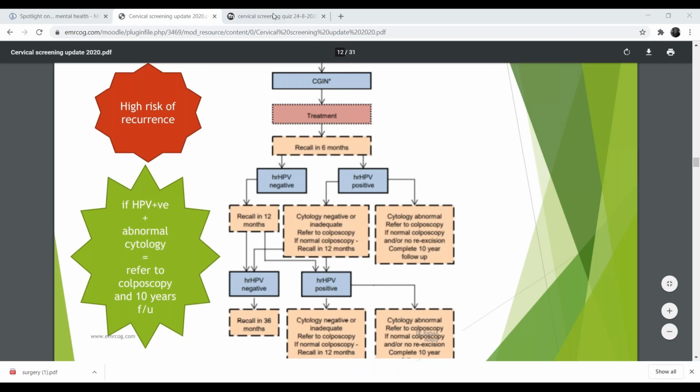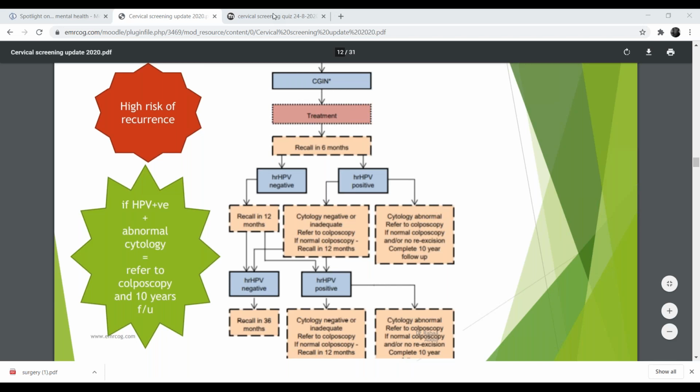In the answer, the patient has CGIN. She has been treated for the CGIN, and now she has been recalled in 6 months, and we have found that her result is negative. I know that in the case he said colposcopy was done, so it means that we are in this part.